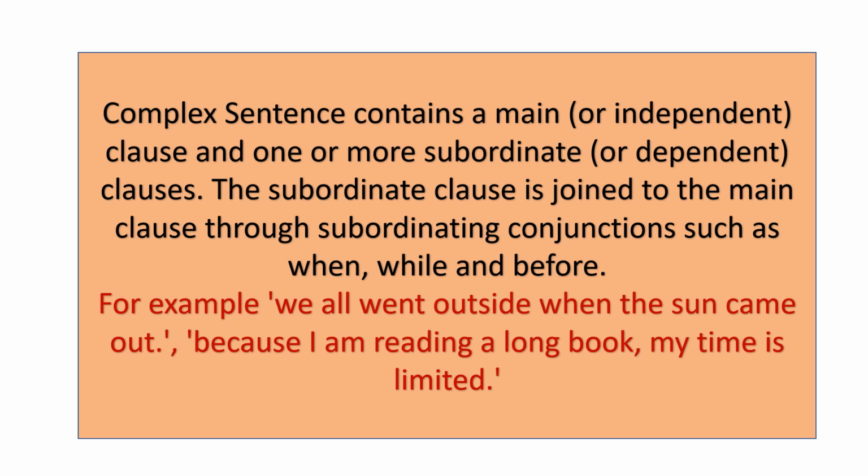If you see the first example, we all went outside. This is the independent clause. This is the main clause because it is standing alone. It is giving you a complete sentence, meaning. When the sun came out, this is actually the subordinate clause. This is the dependent clause, because if we don't write the main clause with it, that is we all went outside, it won't give you complete sense or meaning.